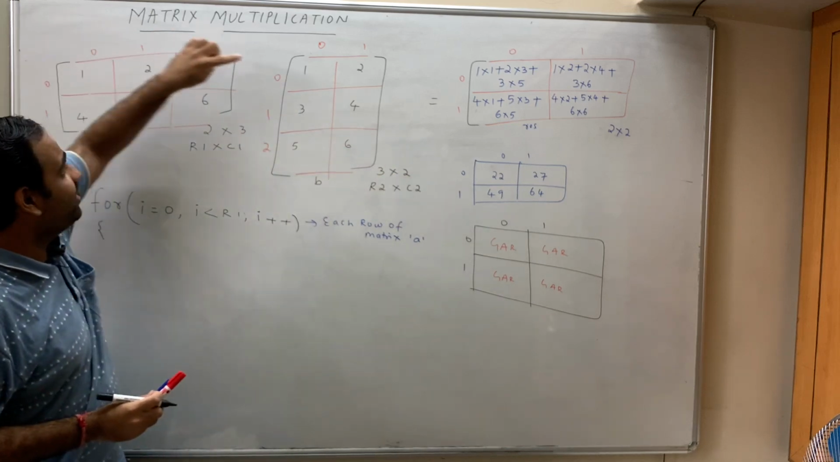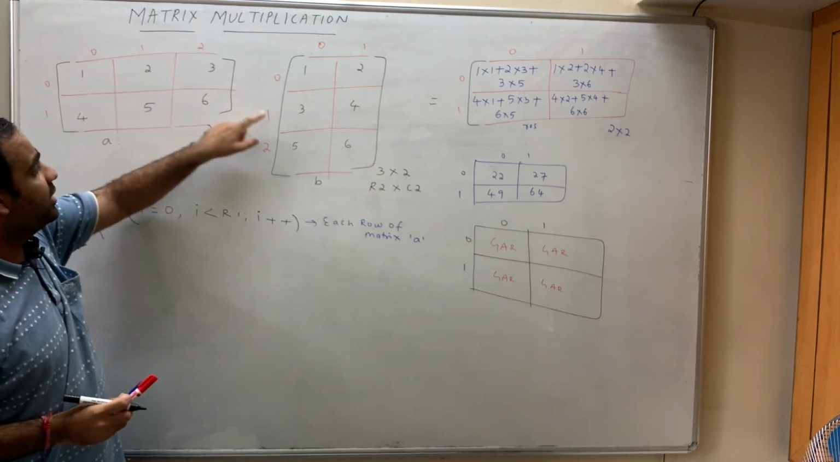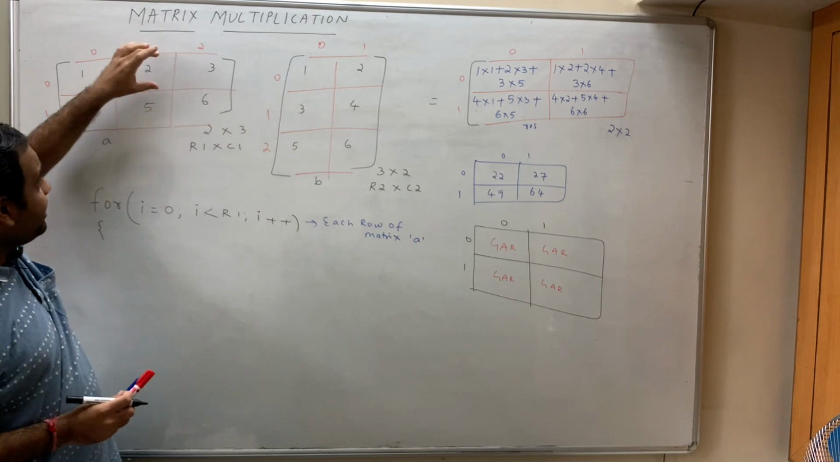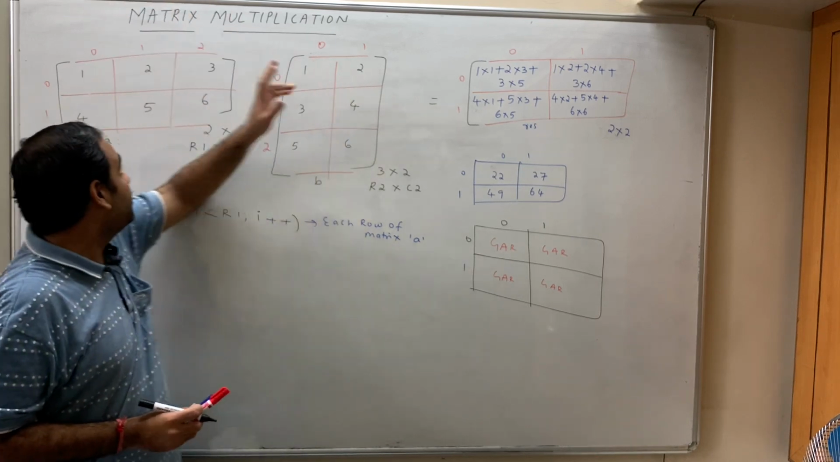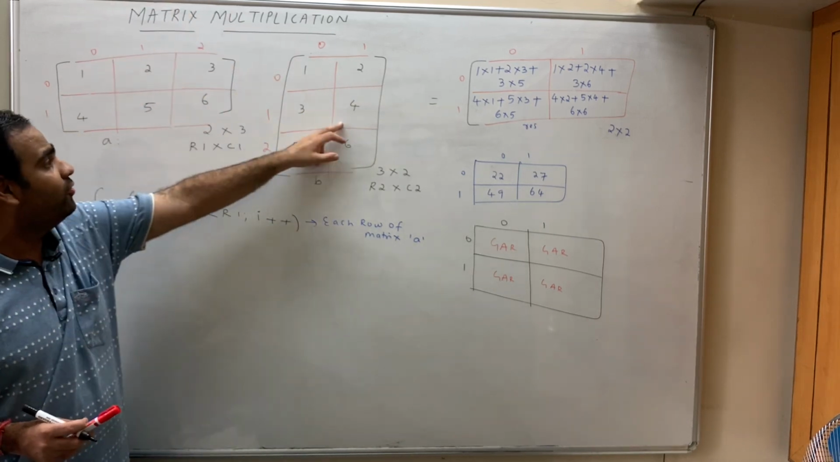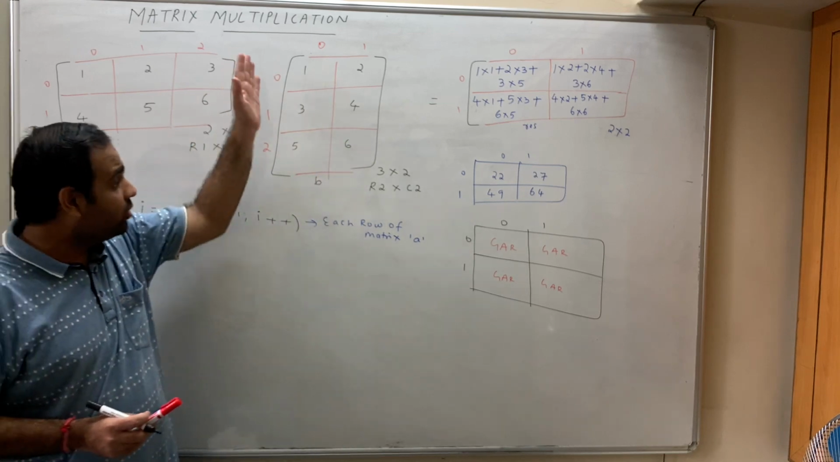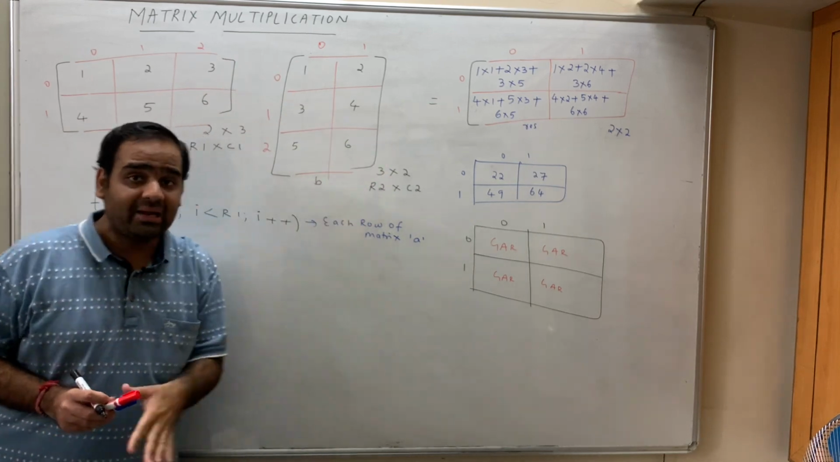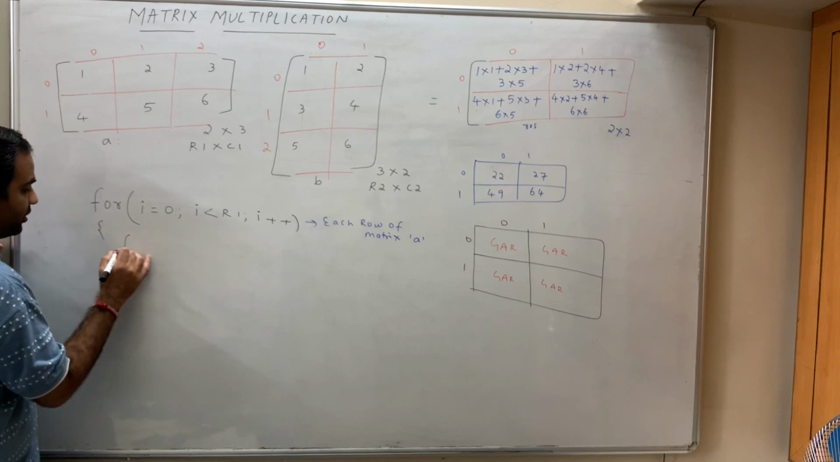First you multiply 1 into 1, 2 into 3, 3 into 5. First column is done. Again you take the first row and you take the second column: 1 into 2, 2 into 4, 3 into 6. That means you have to take each column of the matrix B. And how do I take each column of the matrix B?